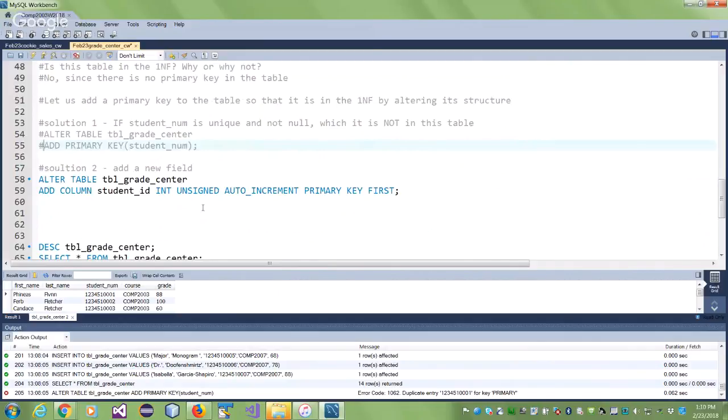I added it. And again, I repeat, you don't have to make it int auto increment. A primary key can have any type. It can be a character, it can be a varchar, it can be a date. The only restriction on the primary key is it is not null and unique. That's the only restriction. The type is not the restriction. Right? I could choose any type I like.